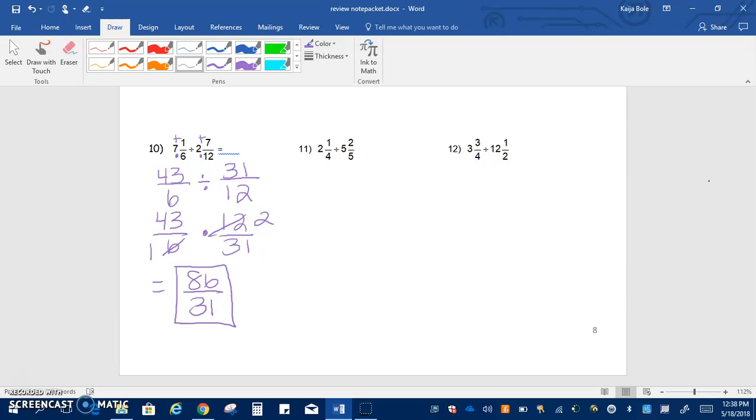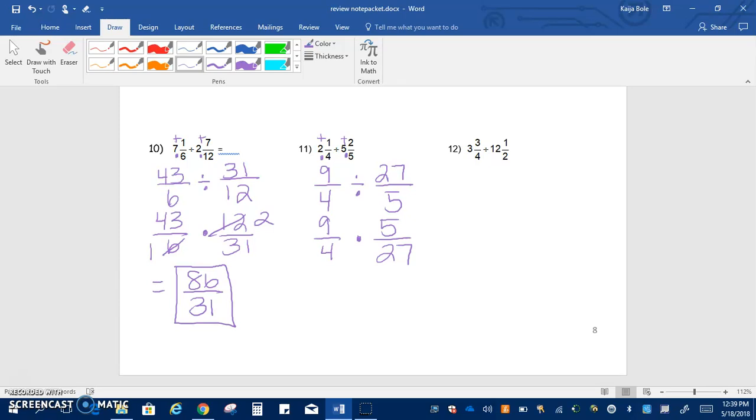Number 11, same theory. I got to change these to improper fractions. So 4 times 2 is 8, plus 1 gives me 9. So I have 9/4 divided by 5 times 5 is 25, plus 2 is 27, and this is fifths. Now I multiply by the reciprocal. So 9/4 times 5/27. Check for cross division.